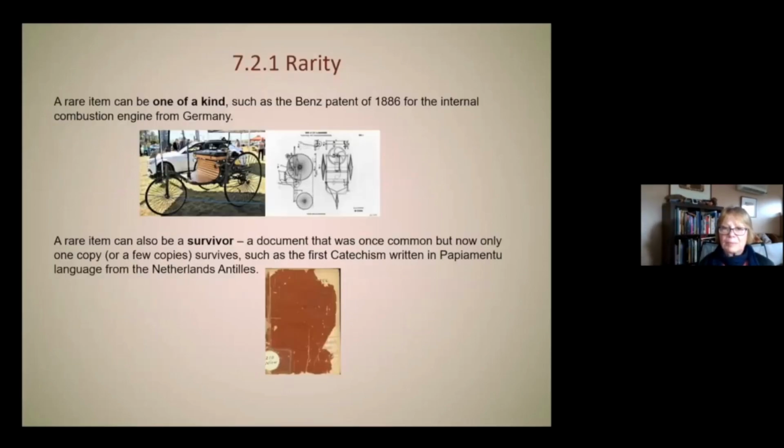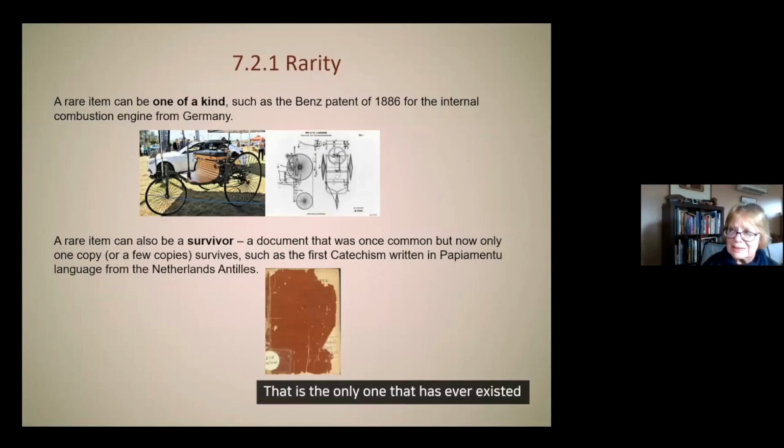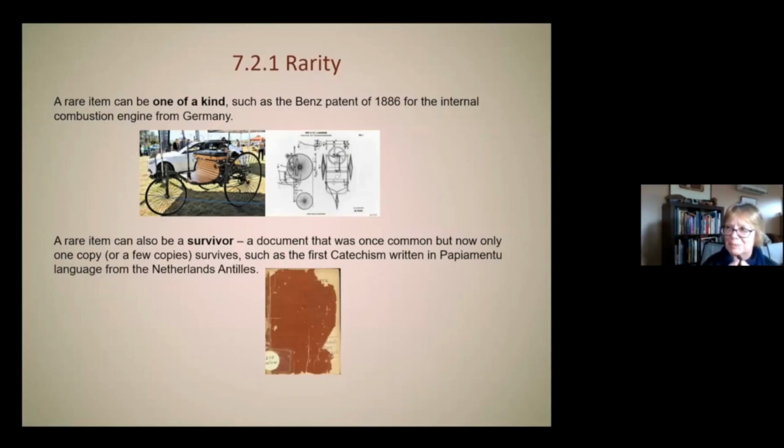So a rare item could be one of a kind, and we've got an example here, the Benz patent of 1886 for the internal combustion engine from Germany. There's only one Benz patent, only ever been one. There's a number of reproductions of the actual vehicle. People have made these models that you can see here, but the actual patent, which is the design you see on the screen, that is the only one that has ever existed. A patent means that once you patent something, of course, you say, this is it, and you own it. And it can't be any more of that particular thing. But that's the one of a kind. There's only one of these.